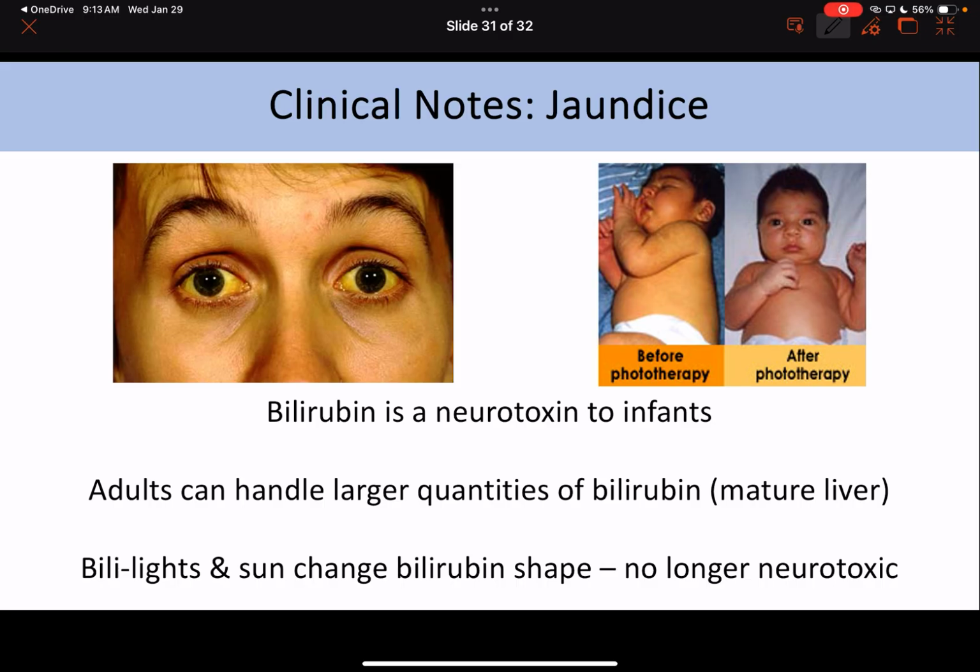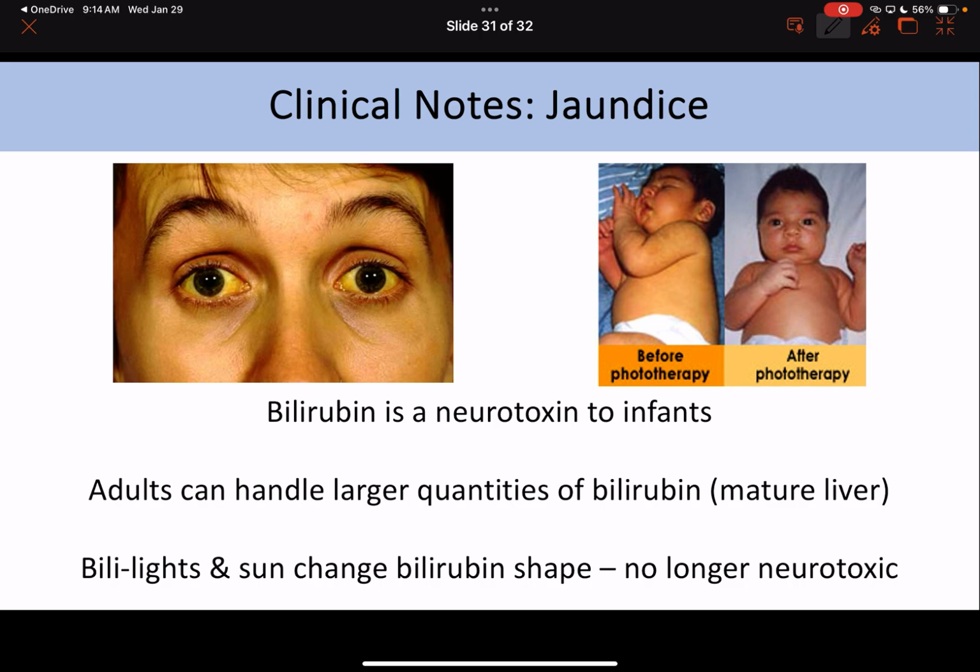One thing though is one treatment that we use for newborn babies is UV rays from the lights, or Billy lights. What that does is UV rays actually change the shape of bilirubin. And one thing about bilirubin is that it's a neurotoxin to infants. So it can be toxic to the brain. And so what UV rays do or Billy lights do, it takes that bilirubin and it changes its shape, and then it's no longer toxic.